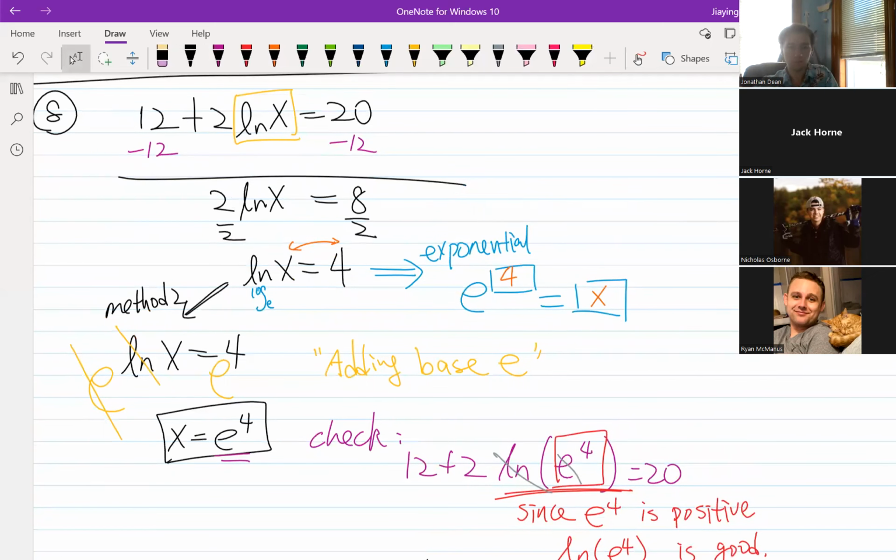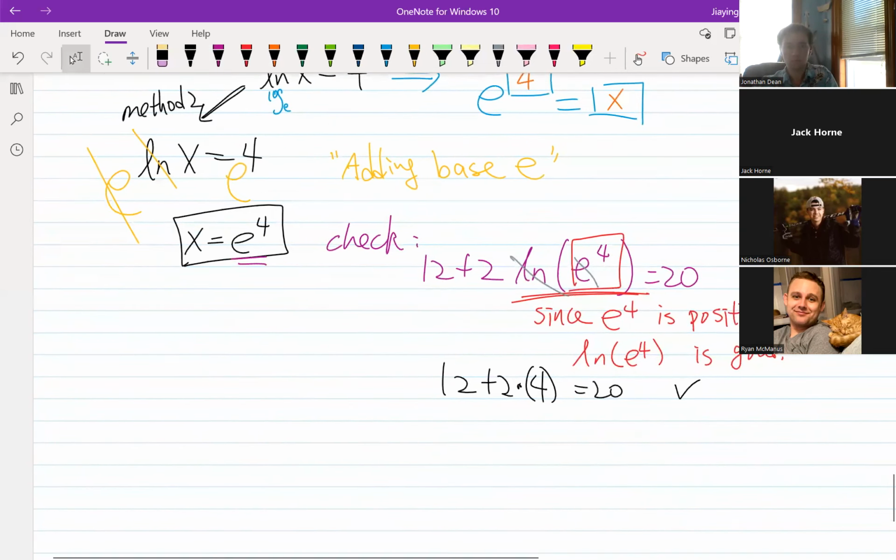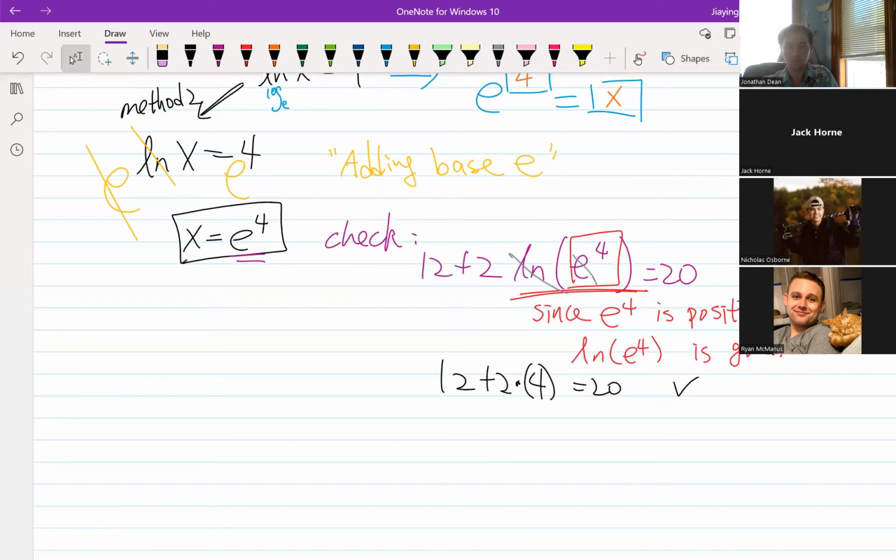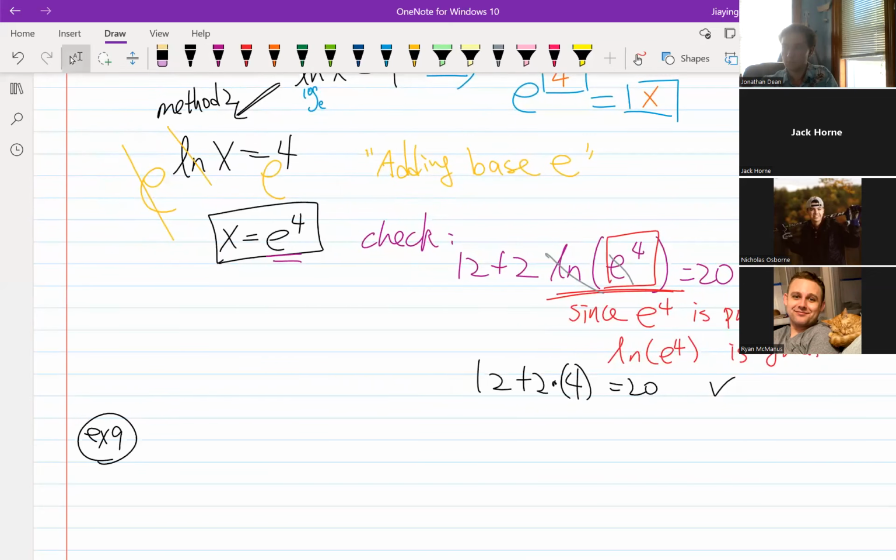All right, any questions about this example? Okay, the next example I have is example 9. So here I have 2 times natural log of x plus 1 equals 10.